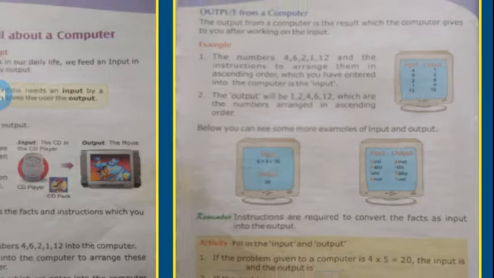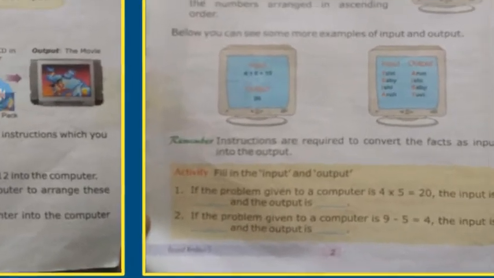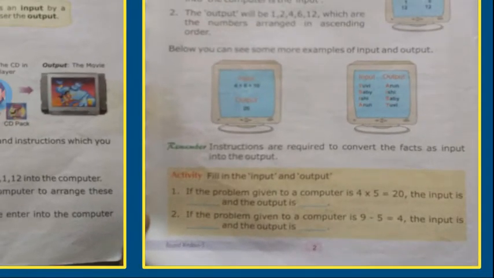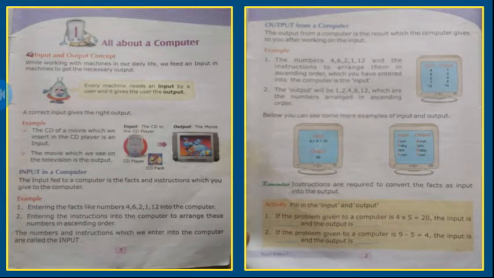Clear, students? Now one exercise is given for you. Can you guess, if the problem given to a computer is 4 into 5 equal to 20, the input will be 4 and 5 and the output will be 20. Same as it is in the second question. If the problem given to a computer is 9 minus 5, so 9 and 5 is input and 4 is the output. Clear? I am going to show you some examples.